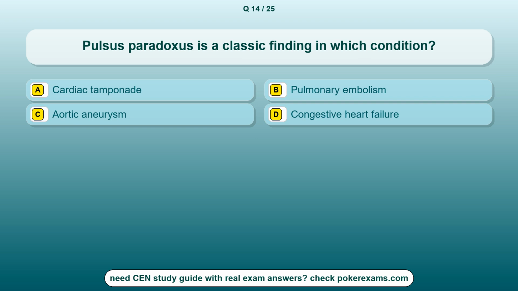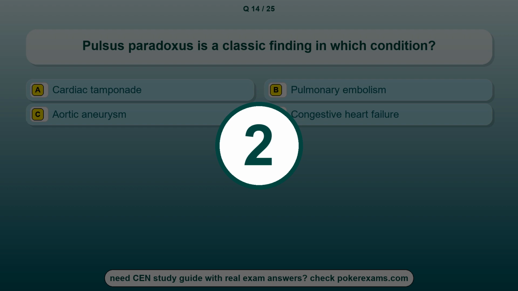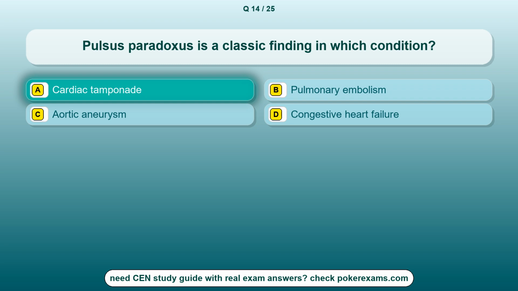Question 14. Pulsus paradoxus is a classic finding in which condition? Option A, cardiac tamponade. Option B, pulmonary embolism. Option C, aortic aneurysm. Option D, congestive heart failure. The correct answer is option A, cardiac tamponade.